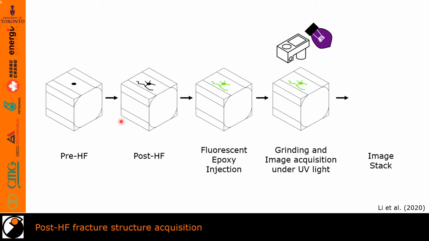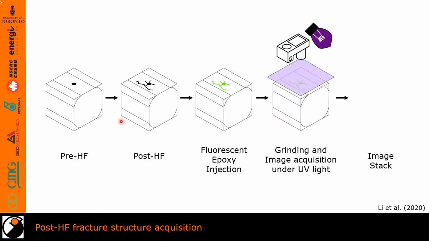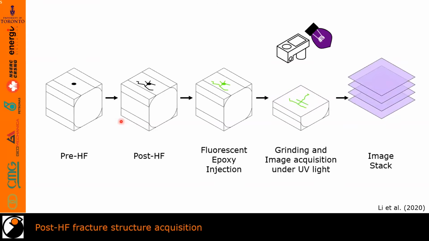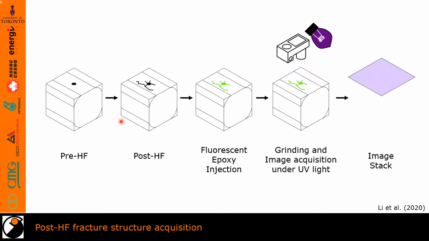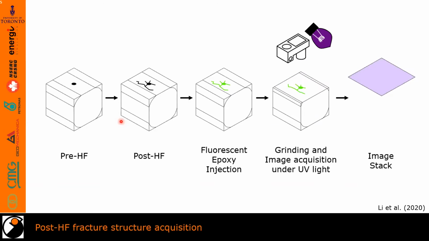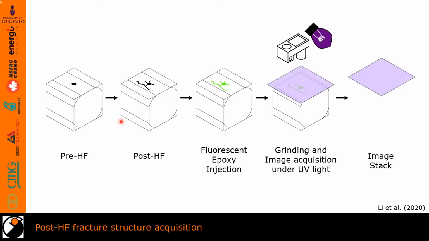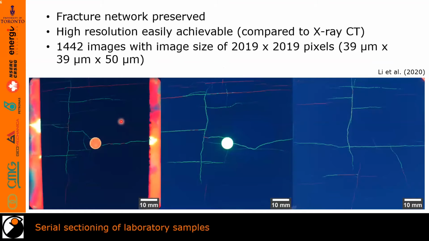As my colleague May had mentioned, after the sample was recovered, we injected and stabilized it with an ultraviolet fluorescent epoxy, both from within the borehole and from the outer faces. Then we used a digital camera, ultraviolet light, and a CNC grinder to obtain consecutive sections of the sample. This provided an image stack of the fracture network within the sample. This technique is called serial sectioning.